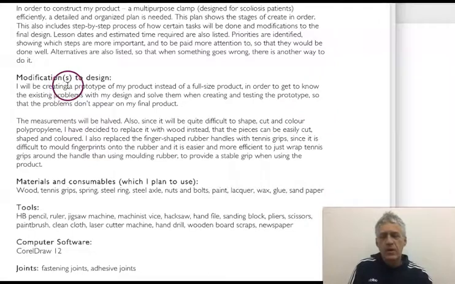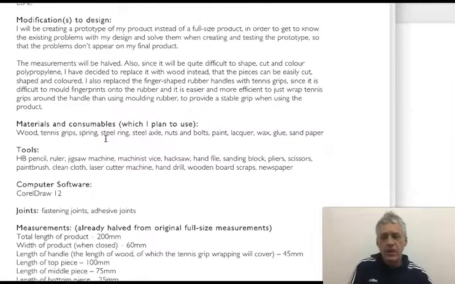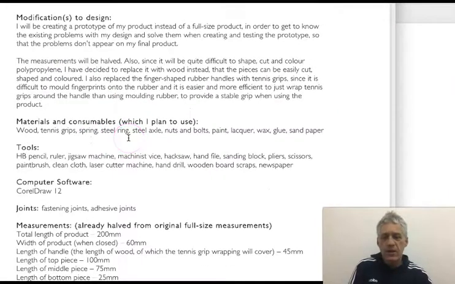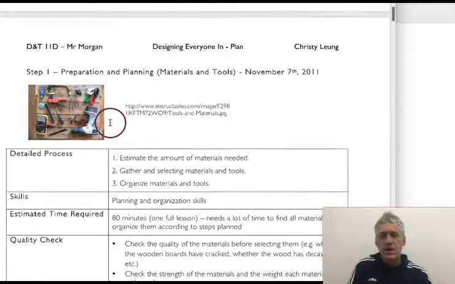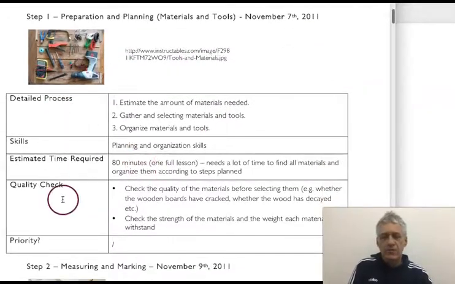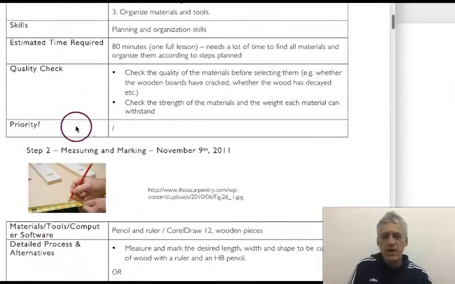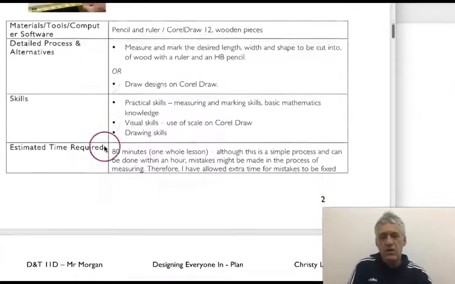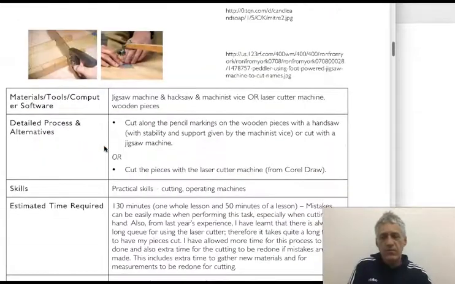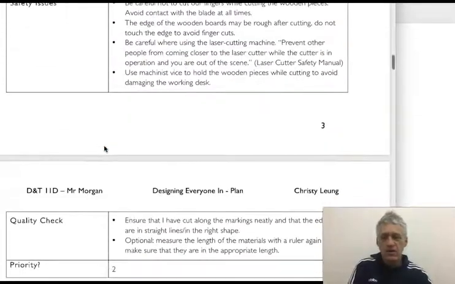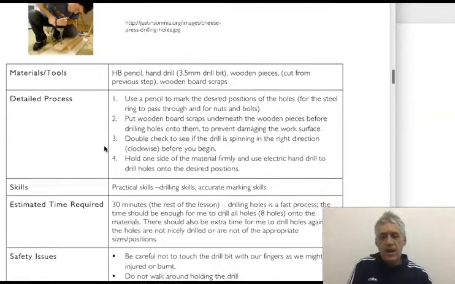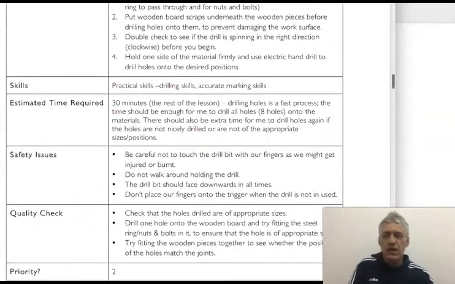So in this plan we can clearly see there's some modifications to the design. We're talking about the materials, all the software we need, sizes, and then we've got another sort of set. This is similar to the last one. We've got detailed process, estimated time, and whether it's a priority or not. So another good example of a previous student of mine, a well-constructed plan.